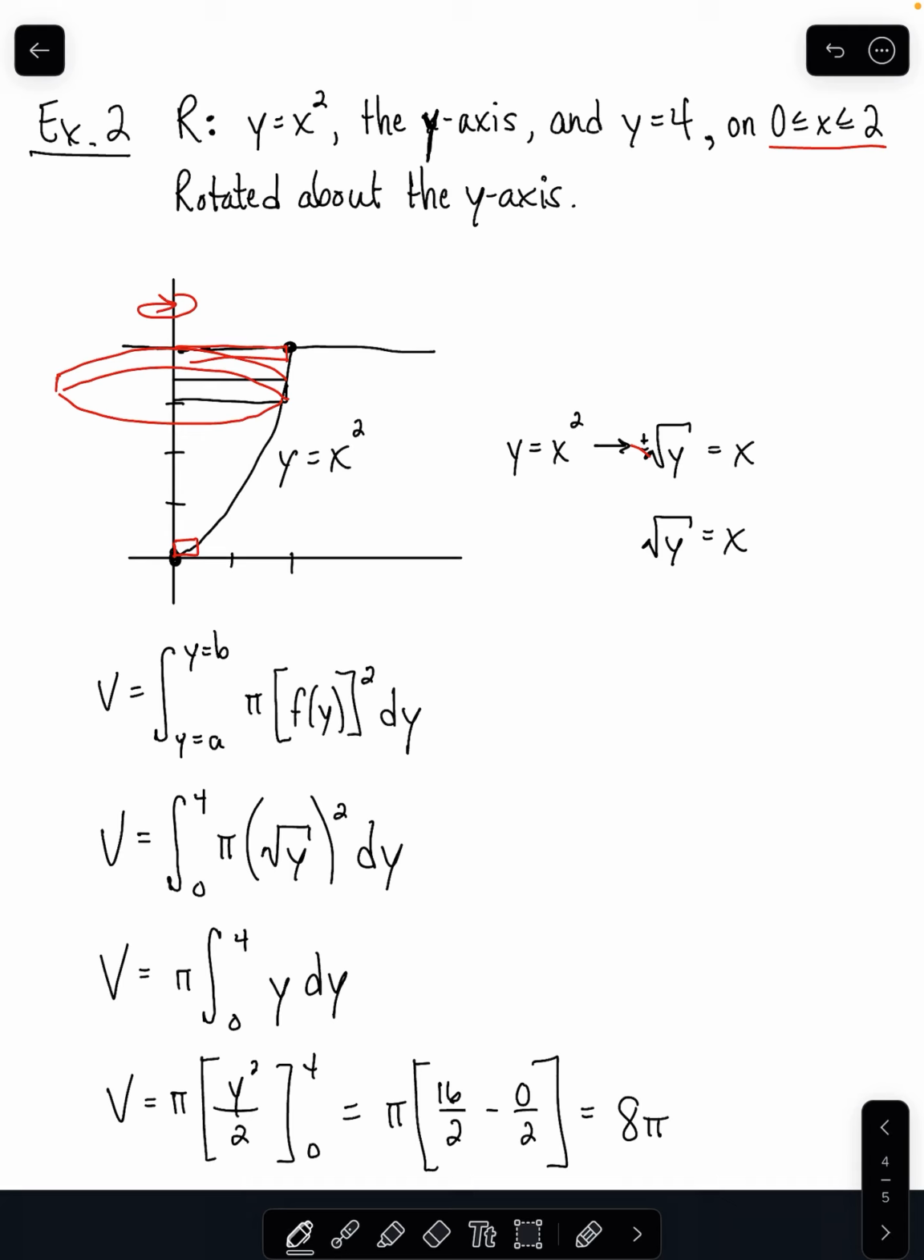Now, sometimes the region is such that it actually produces a solid that has a hole in the middle of it. For example, suppose we were looking at the region bound by the graphs of f of x equals x squared and g of x is equal to the square root of x.